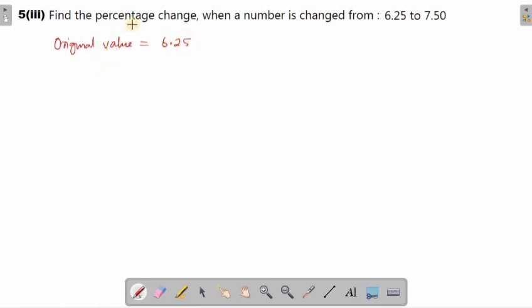Okay, now let's see what is the increase value. So we have the increase, or you can say just the change in value. So just write change in value, which is equal to 7.50 minus 6.25. By this much, this particular number has been changed. So when you subtract, 50 minus 25 is 25. This is after decimal. Before decimal, we have 7 minus 6, which is 1. So this is the change in value.